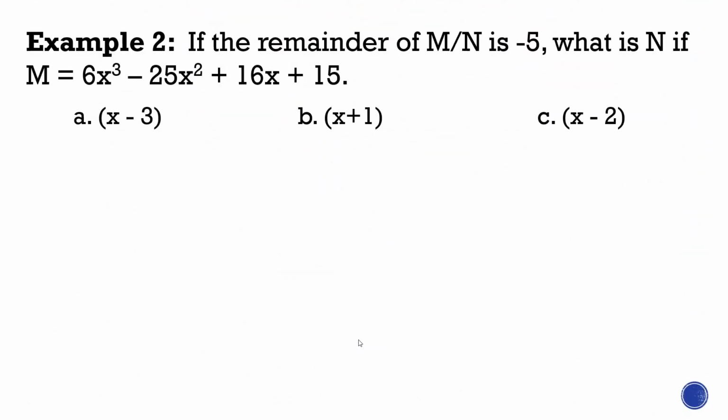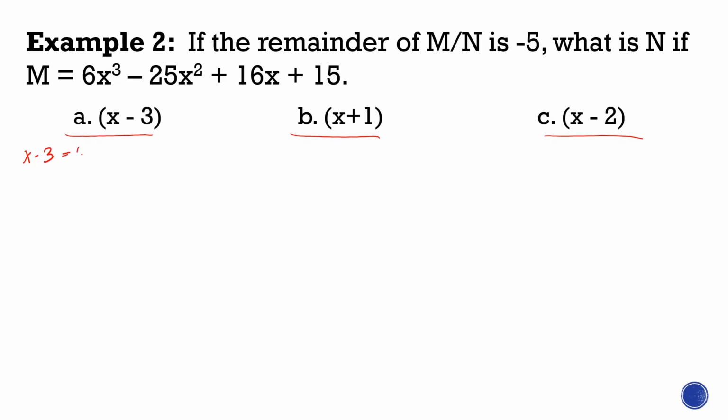If the remainder of m over n, so basically we're dividing m divided by n, our m here is 6x cubed minus 25x squared plus 16x plus 15. If we divide m by that n, the remainder is negative 5. What is n? So which among these three binomials is our n? To check that, we'll try letter A first.